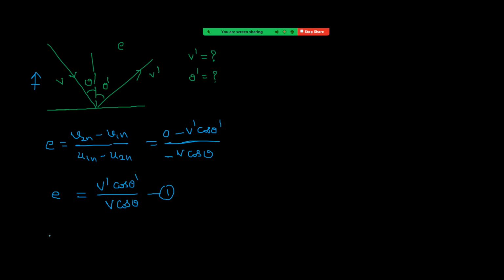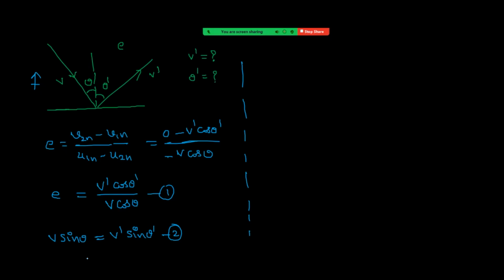So I can write here it is V sine theta, velocity component along a tangent before collision should be equal to velocity component after collision. Assumption is that there is no friction. Okay. So we got two equations and two unknowns. Now we can solve it.